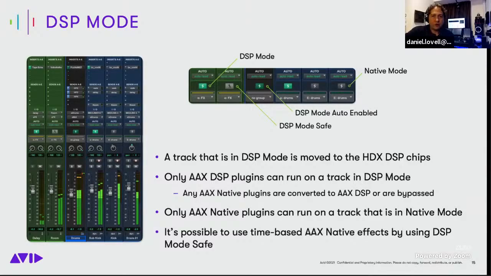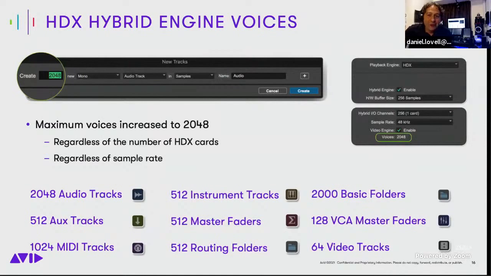So what does this mean? Now, I think this number is really important because the hybrid engine doesn't have the physical limitations of the HDX card. The voice count is now increased to 2048, and this is a very significant increase from the maximum of 768 on an HDX3 system. And additionally, as Dave mentioned earlier, this is at all sample rates. So just to be clear, if you had one HDX card, you have 256 voices. But if you went up to 192K, you would only have 64 voices. However, with the hybrid engine, you have that voice count all the way through.